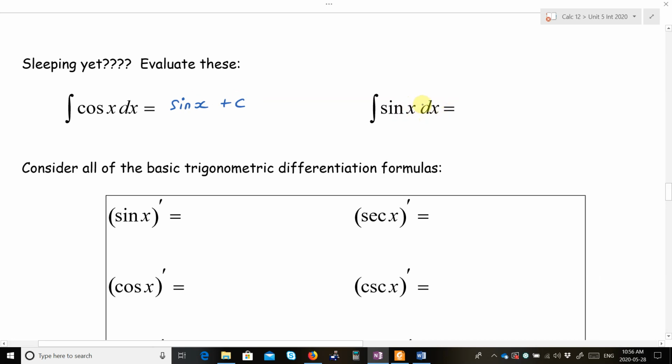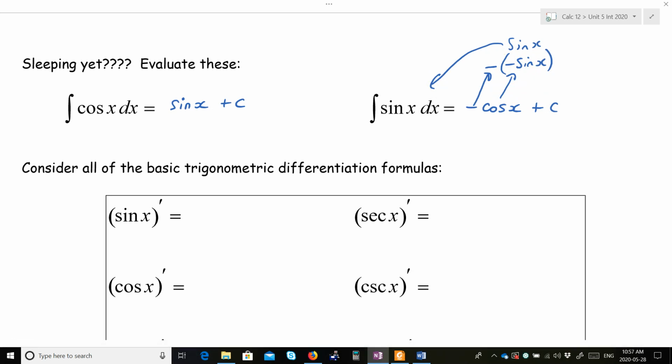And this is saying what original function has a derivative of sine x? That would have to be negative cos x plus c. Because actually the derivative of cos x, remember, was negative sine x. And if you have this extra negative out front, then it would make it positive sine x. Okay, so that's why it has to be negative cos x plus c.